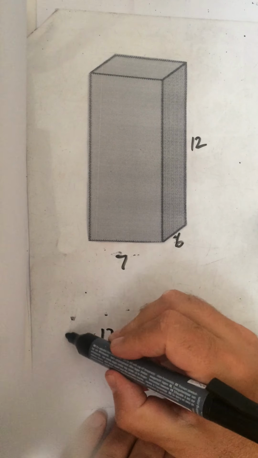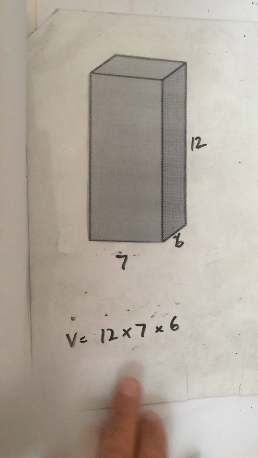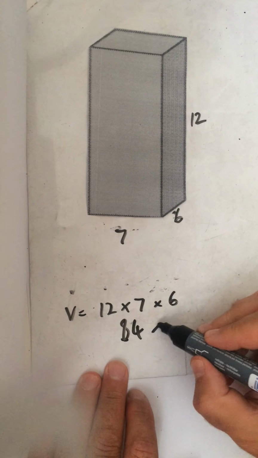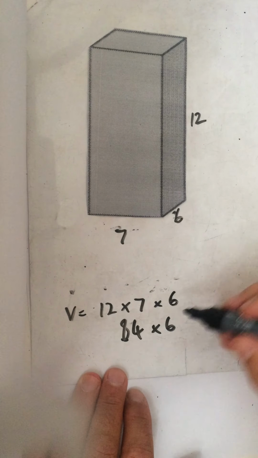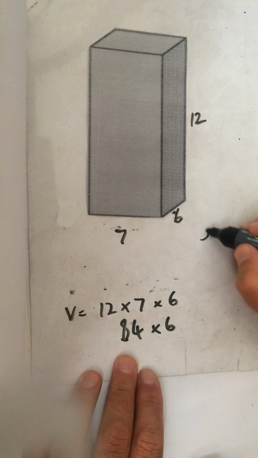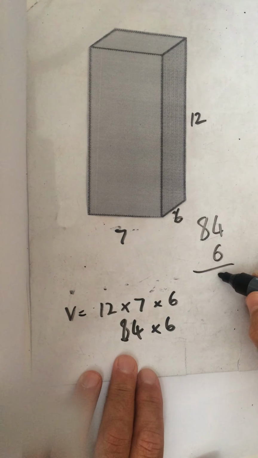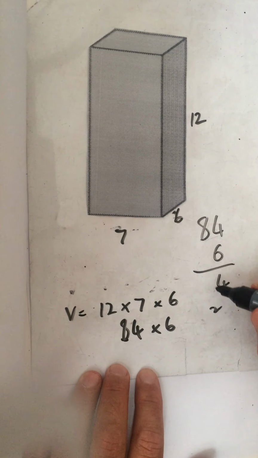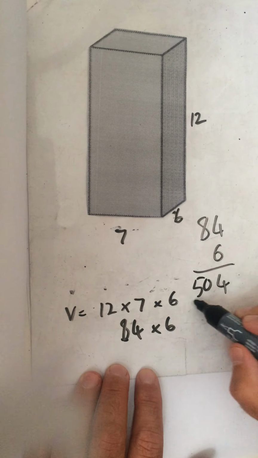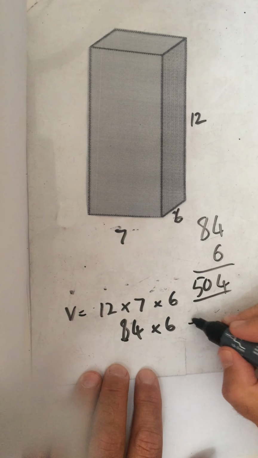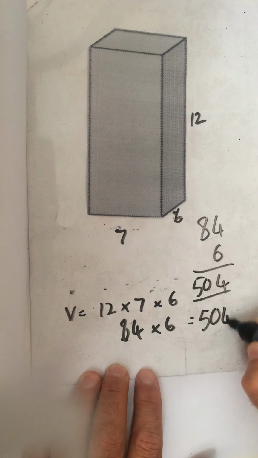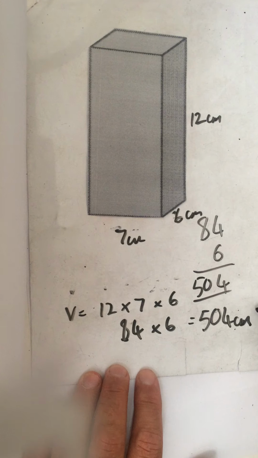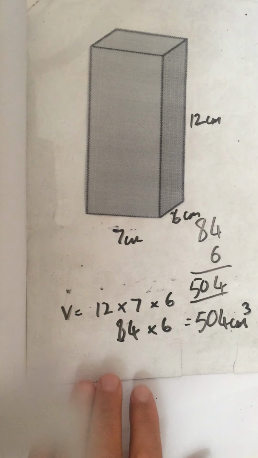12 times 7, luckily I know my 7 times table and my 12, so that's going to be 84. Then I have to do 84 times 6. Now I don't know my 84 times table, so I'll just do 6 4s are 24, 6 8s are 48, and 2 is 50, so it's 504, sorry. So equals 504 centimeters cubed, to the power of 3.